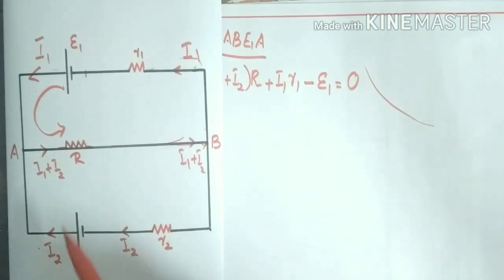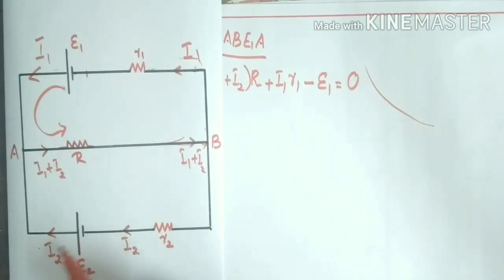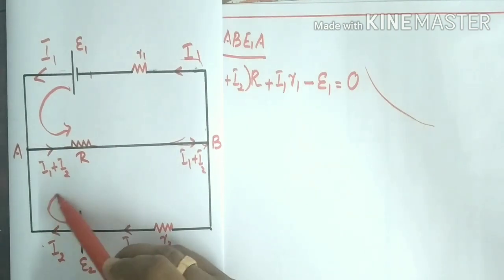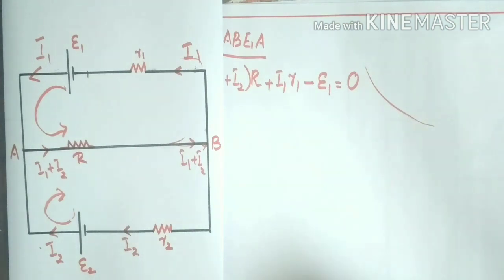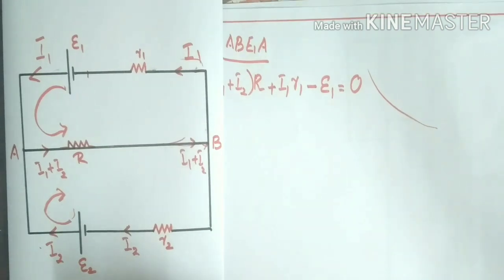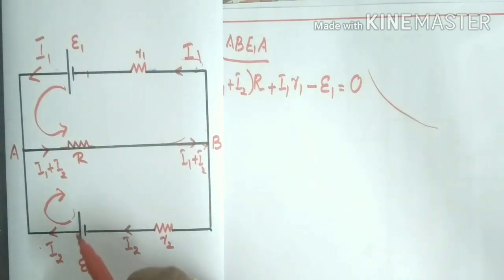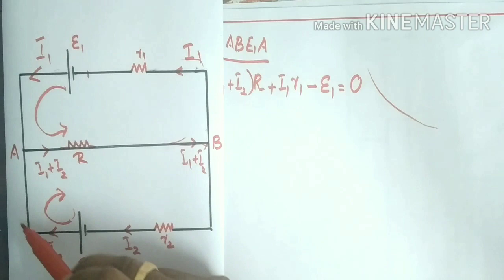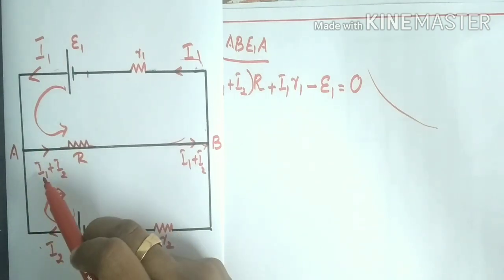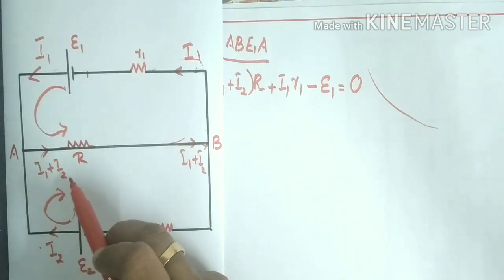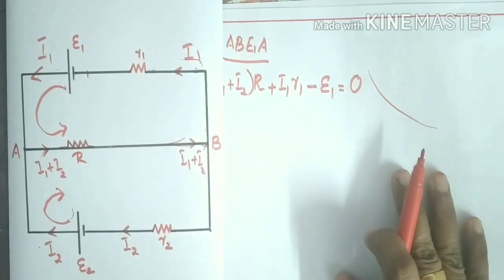Now, how will you apply the loop rule in the second loop? What is the second loop we can consider? This is the second loop. Here also we can consider clockwise or anti-clockwise. Since the cell is here, the direction can be considered from its positive to negative. Here it starts from positive. What is the potential difference across this element? The current is (I1 plus I2) into resistance R. The original direction is this one, the assumed direction is this one. Both are the same, therefore its potential difference can be taken as positive.